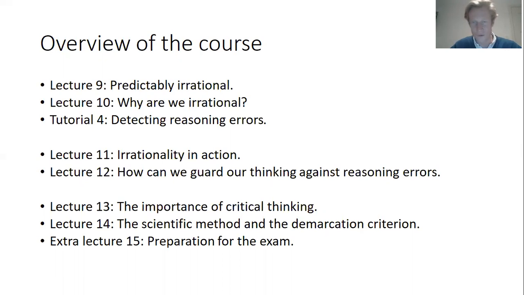After that, we'll see what reasoning errors can lead to. We'll look at irrationality in action. We'll look at so-called domains of irrationality. And then we'll address the million-dollar question, how we can guard our thinking against reasoning errors, how we can improve our own thinking. And then finally, we'll think about the importance of critical thinking, the importance of rationality, and we'll connect back with thinking about science, the scientific method, and we'll see how the scientific method, the demarcation criterion, all concepts you've already covered in the first part, can protect our theories against reasoning errors, how they can make our thinking or theories more reliable, and we'll also say something about why that is important.